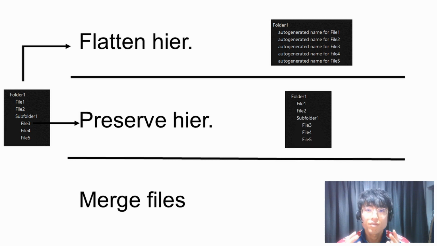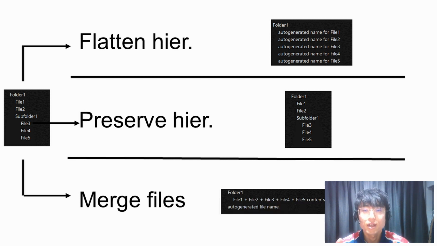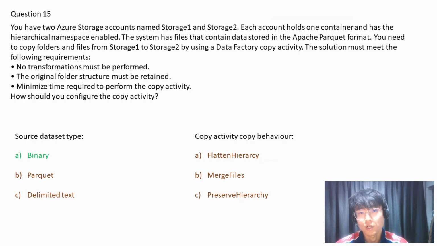Whereas preserve hierarchy, as the name suggests, preserves the hierarchical file directory structure. And merge files merges all the files from the source folder into one file in the target folder. And in the question, the second bullet point says the original folder structure must be retained. So the correct answer here is C, preserve hierarchy.